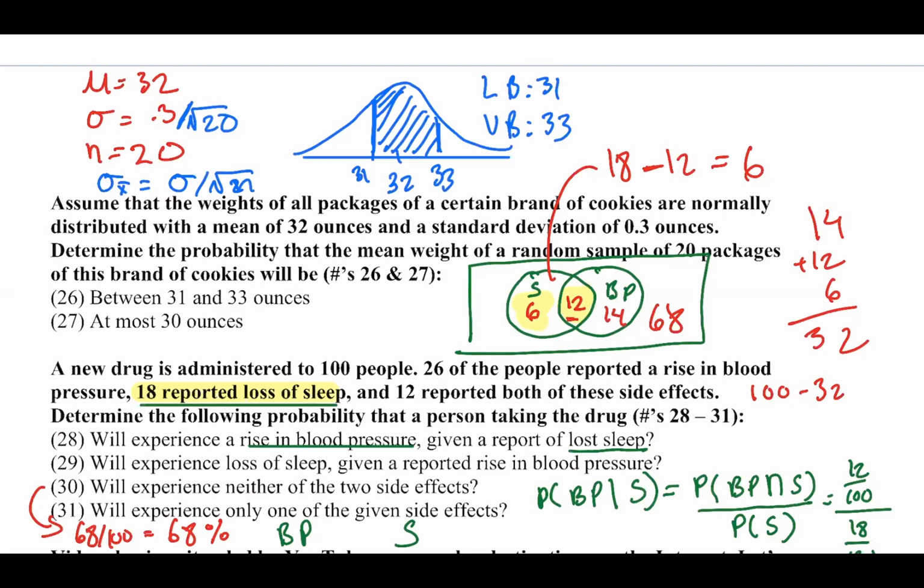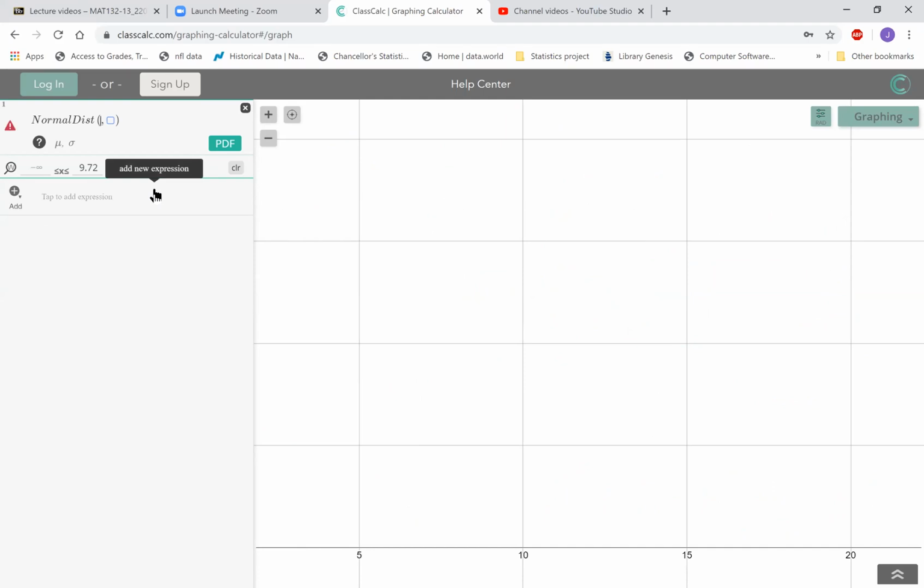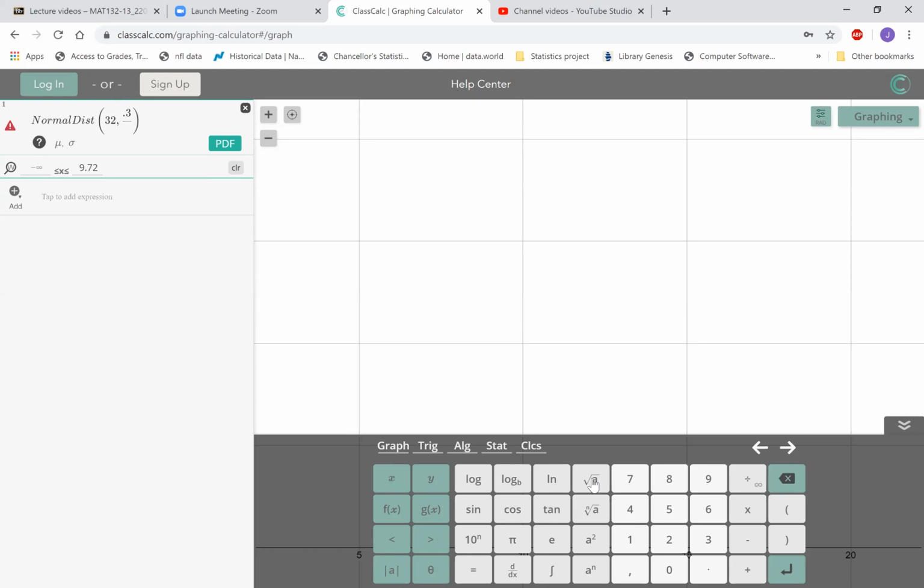All right, so let's go to ClassCalc, and then I'll do it with the TI-84. So for ClassCalc, I want to adjust my mean. My mean in this case is 32. My standard deviation, do 0.3 divided, and I'm going to do square root of 20.